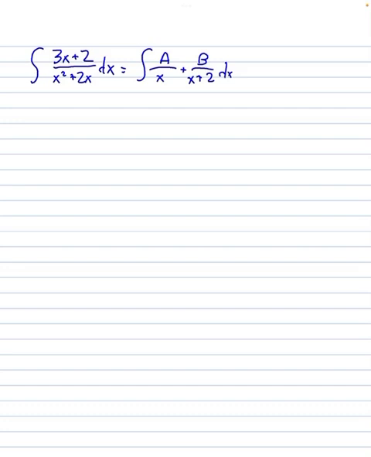Now, we need to try to solve this. There are a lot of different types of cases for these, but we're going to look at this particular case. We have 3x plus 2. Now, when we multiply by the common denominator, x squared plus 2x, or in this case you can cross multiply, we get A times x plus 2 plus B times x.